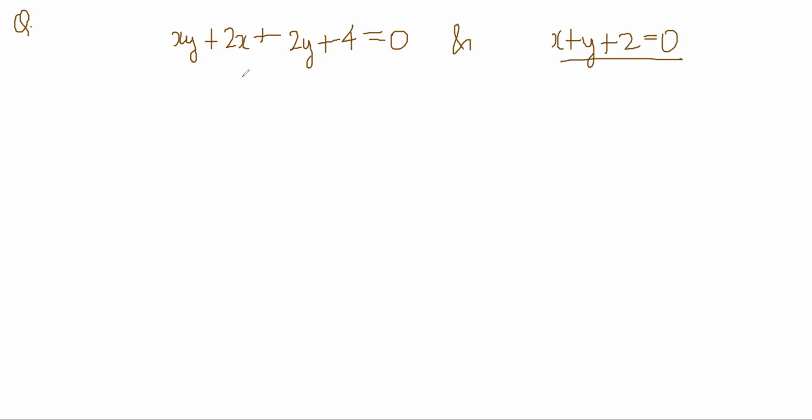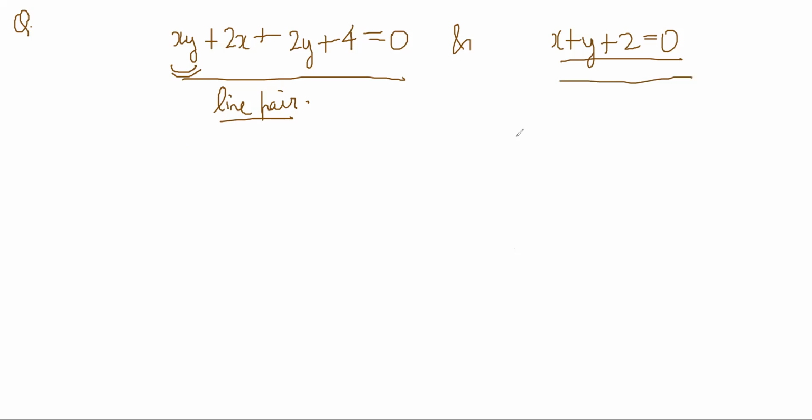Circumcenter of the triangle formed by the lines xy plus 2x plus 2y plus 4 is equal to 0 and x plus y plus 2 is equal to 0. These are my 3 lines apparently. This is a line pair. Even if the x square and y square terms are not there, there is a 2-degree term, no? So this is a line pair and this is a single line, and you have to find the circumcenter of the triangle.